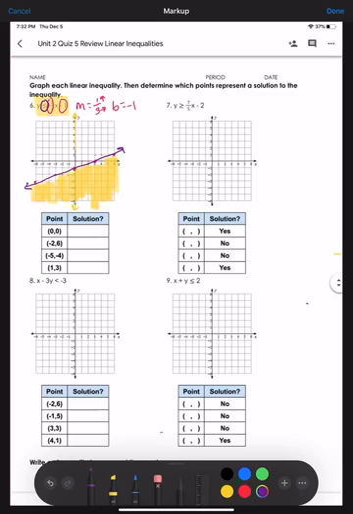I see a question, how many questions is the quiz? I believe there are 7 questions, but some of them have tables like this where you're answering multiple questions about whether it's a solution or not.